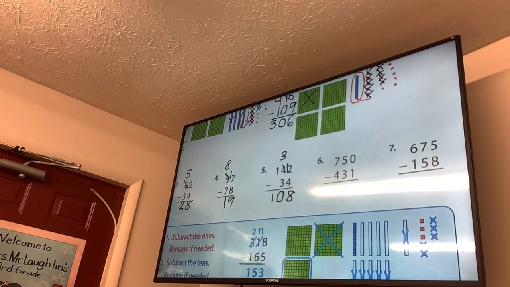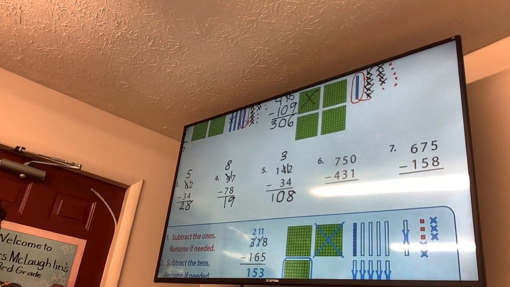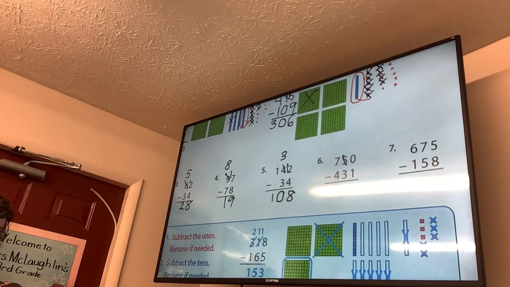Next is 750 minus 431. 0 minus 1? Can't do that. So go to the 5 in the tens column, cross it out, it becomes a 4. Now that 0 becomes a 10. 10 minus 1 is 9. 4 minus 3 is 1. And 7 minus 4 is 3. Your answer? 319.